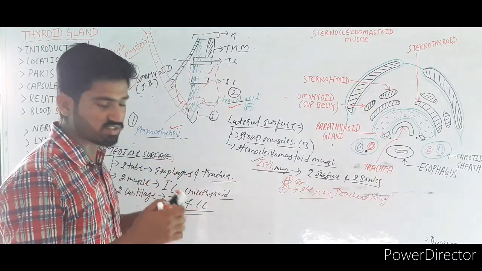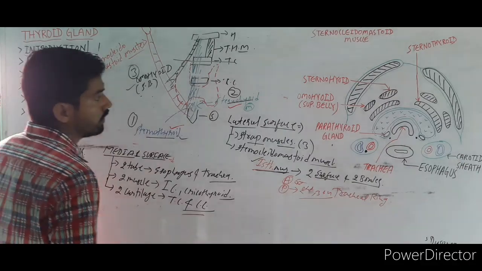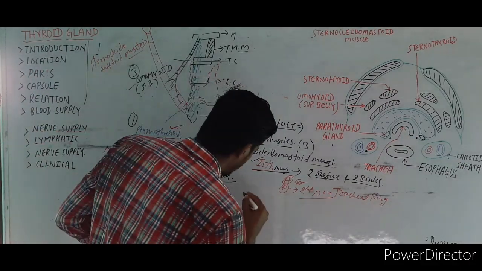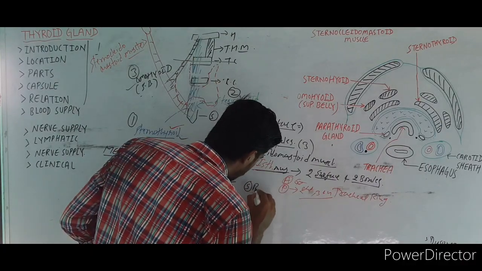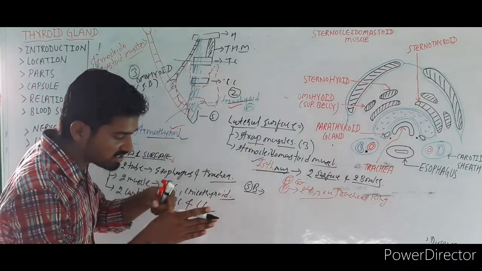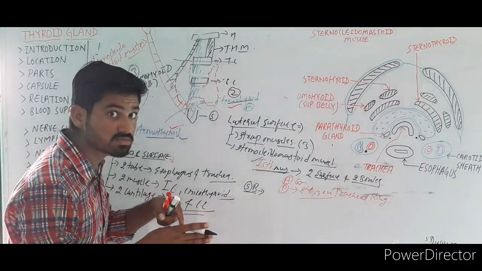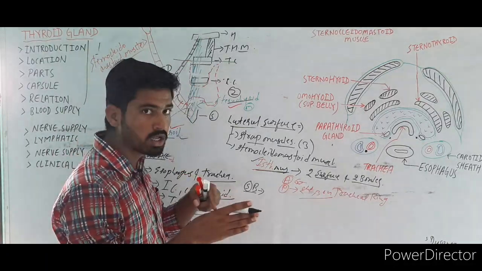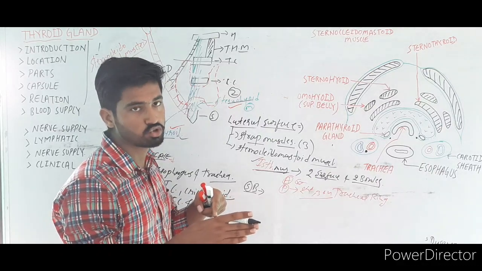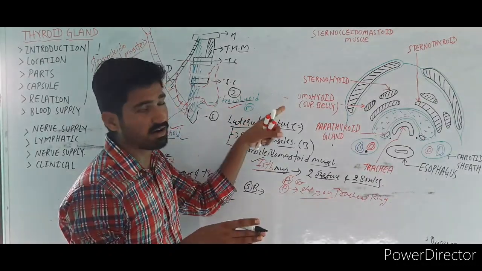Now superior border. So I'm writing here superior border, right? This is the superior border of the isthmus. The superior border of the isthmus provides a place for the anastomosis between the two anterior branches of the superior thyroid artery. Okay, I will explain that in the blood supply.